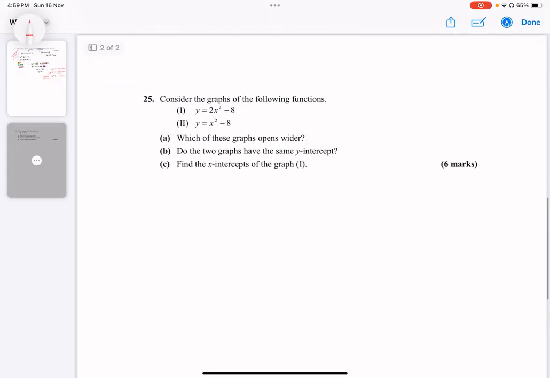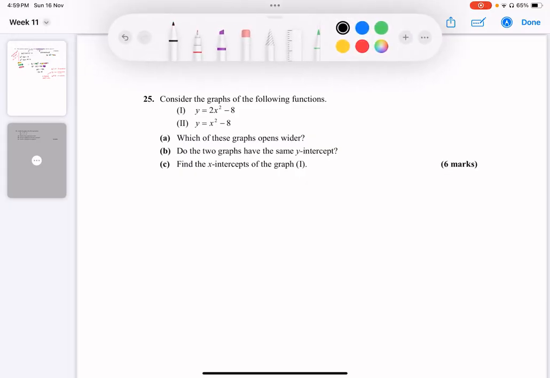So consider the graph of the following functions. Okay, we are given these two quadratics. Which of these graphs are wider? Okay, so in here, we need to look at the a value, remember? So y equals ax squared plus bx plus c. a determines the width.